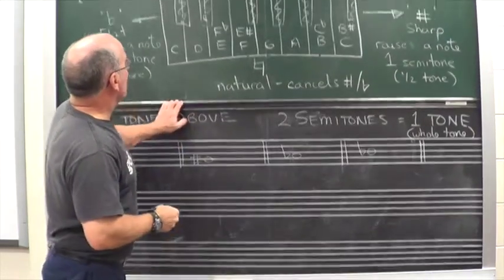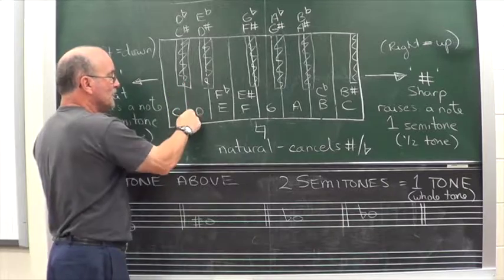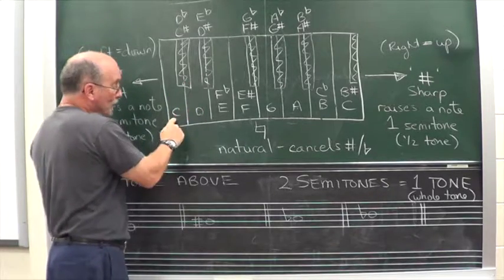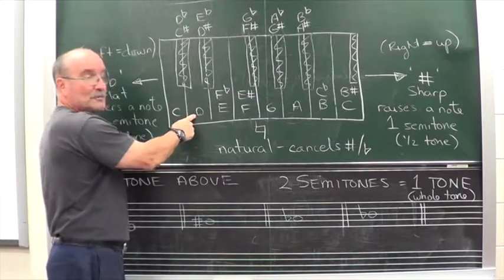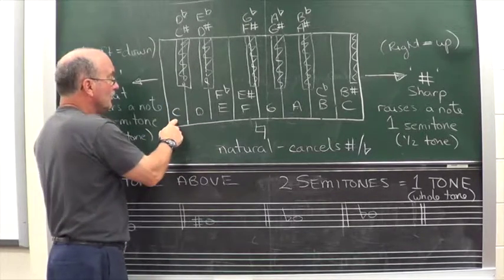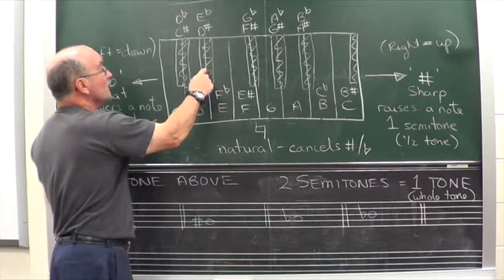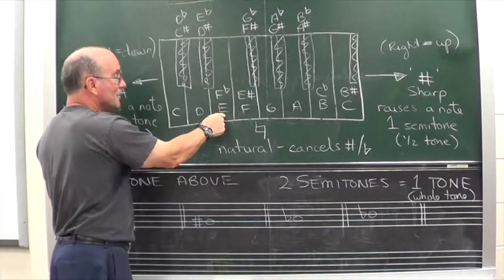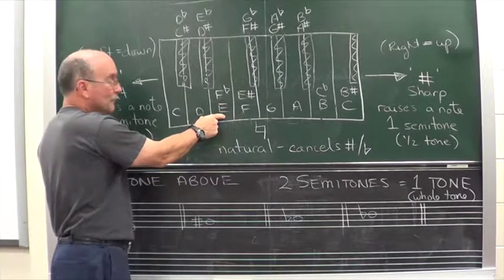So that means if I go from C to C sharp, that's a semitone. From C sharp to D, that's a semitone. Therefore, if I go from C to D, that's two semitones, which means it's equal to a tone. So C to D is a tone. D to D sharp is a semitone. D sharp to E, that's a semitone. So therefore, from D to E is also a tone.